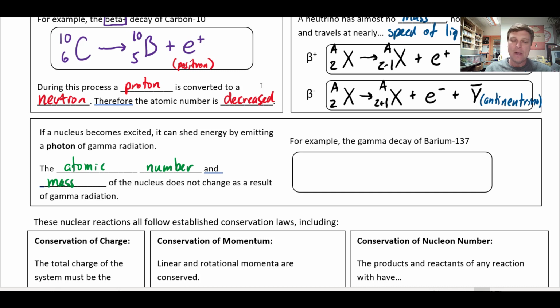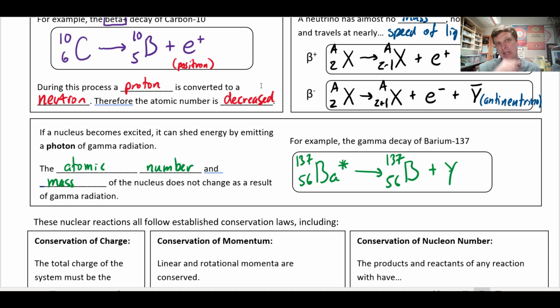It's just light. And so if I have an example of barium-137, and that's number 56, if I want to indicate that the nucleus is in an excited state, I just add an asterisk here, okay? So that means that I've got an excited nucleus, and then it's going to emit that radiation, but nothing is going to change in terms of the mass number, and nothing is going to change in terms of the atomic number, but I am going to emit some gamma radiation as a result. And again, that's just high energy photons.